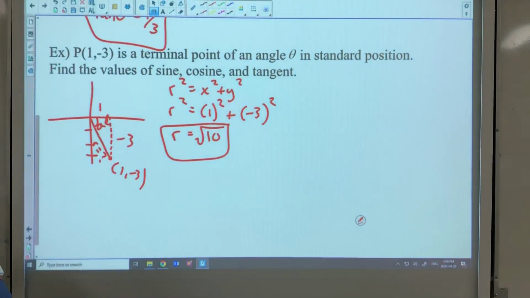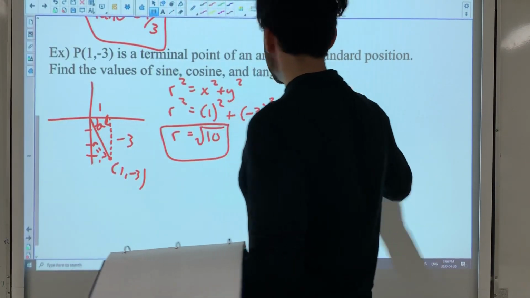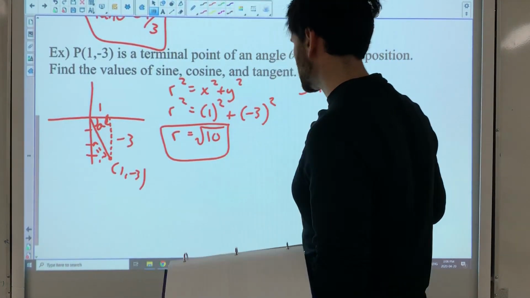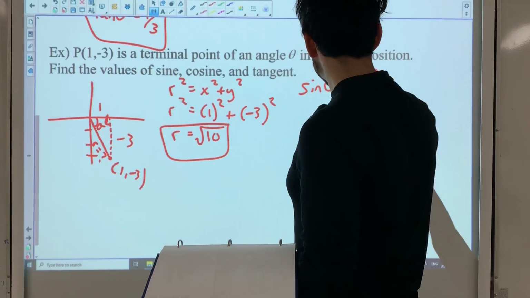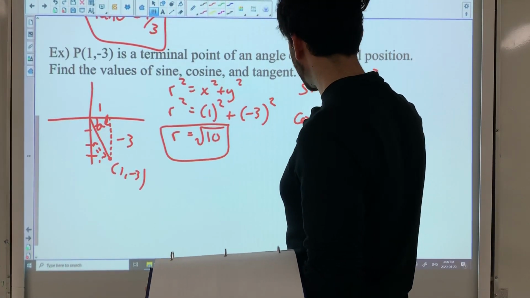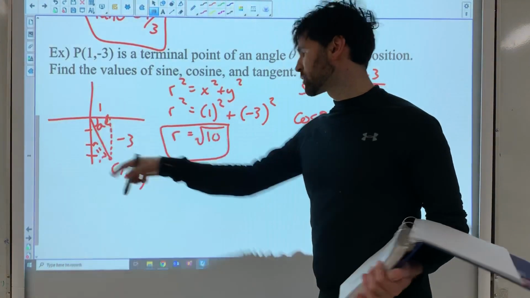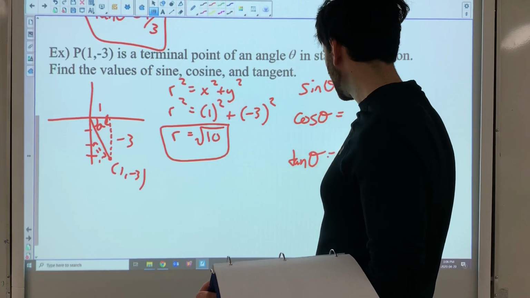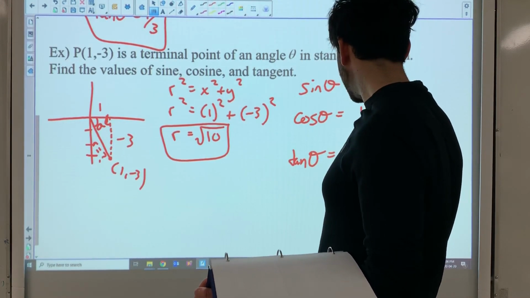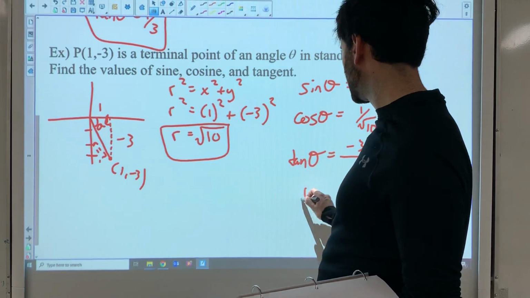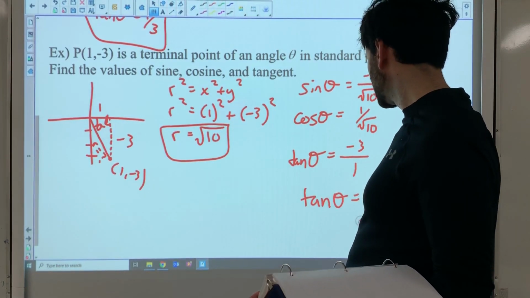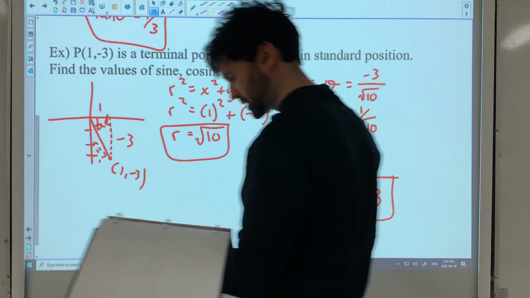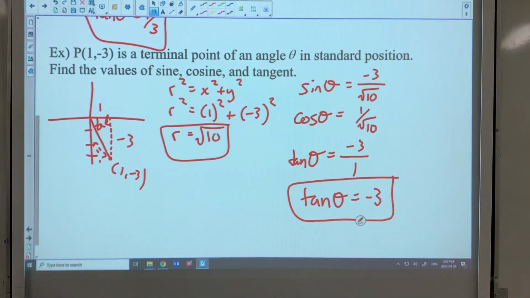Now here's the good news. You don't need to rationalize. They don't care about it, thank goodness. So sine theta, which is y over r, you can just write as -3 over the square root of 10. Cos theta is x over r, so it's 1 over square root 10. And then tan theta is y over x, so -3 over 1, you could just reduce down to -3. So there you have it. That's all they're asking us for, so we've done that one.